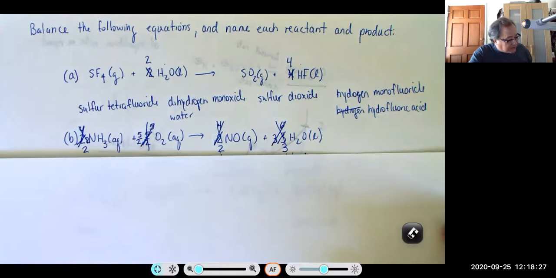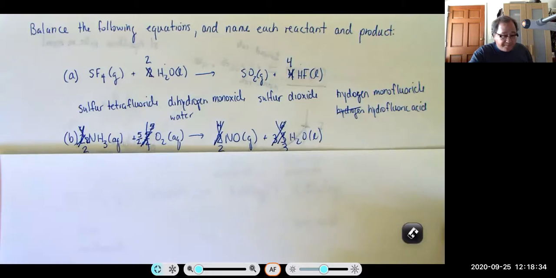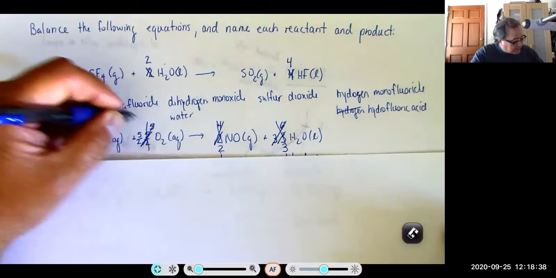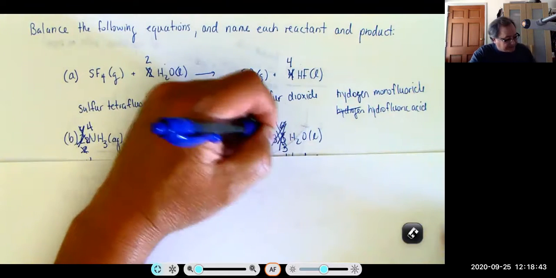Now we don't want a balanced reaction with a fractional coefficient. So what we do to keep everything the same is we double everything. So I'm going to call this 4. I'm going to call this 5. I'm going to call this 4. And I'm going to call this 6.